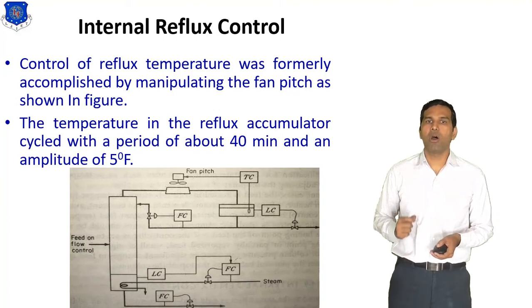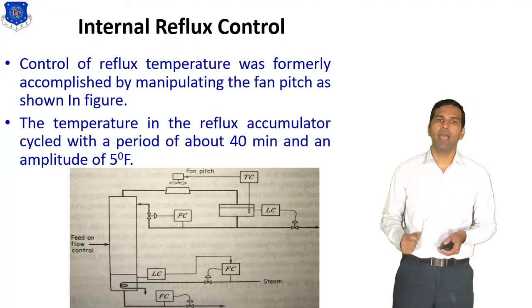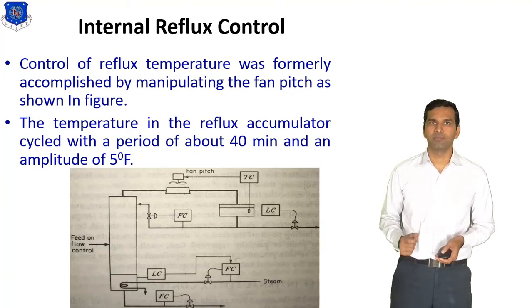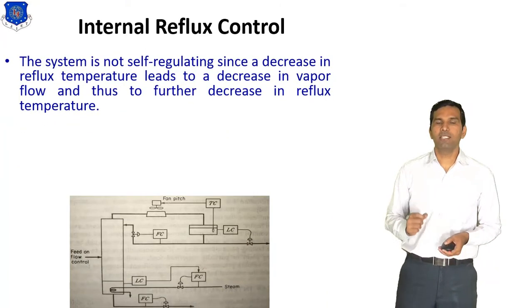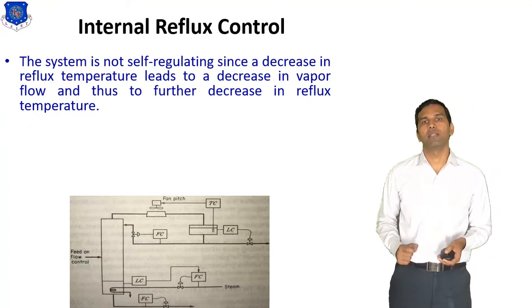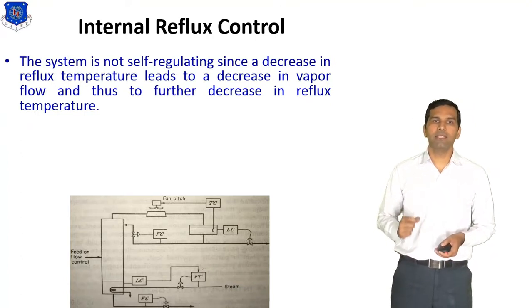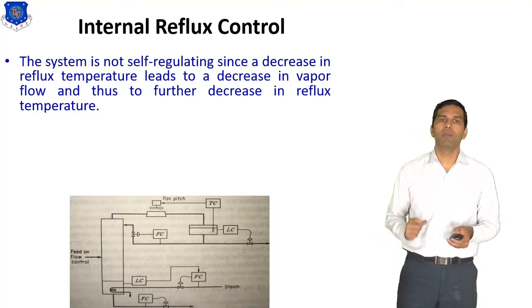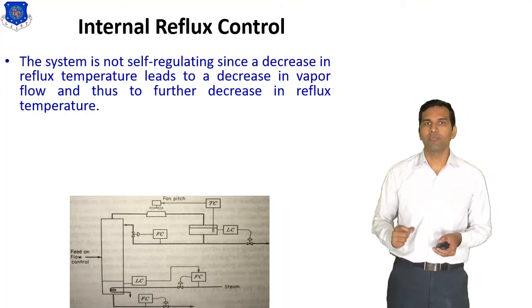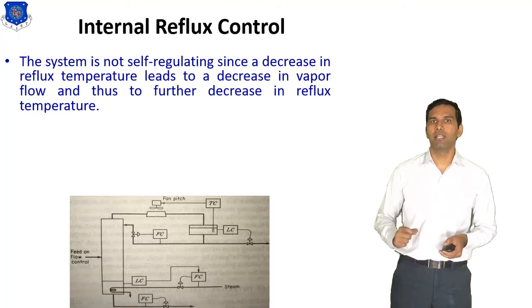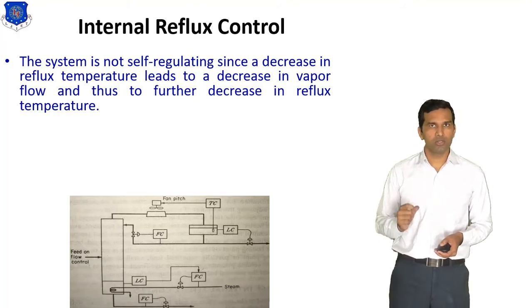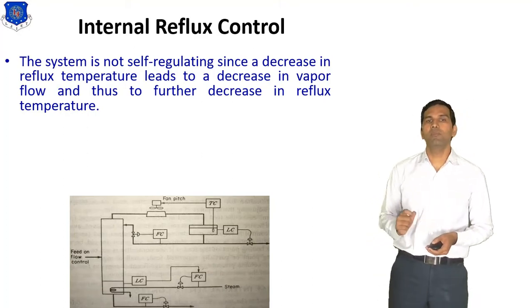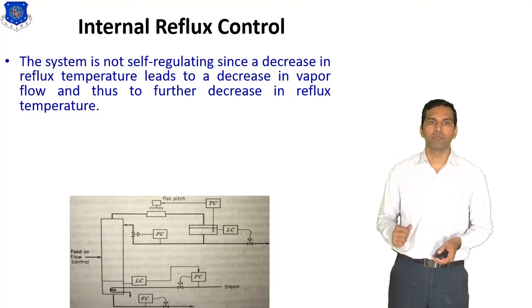cycles with a period of about 40 minutes and an amplitude of 5 degrees Fahrenheit. The system is not self-regulating, since a decrease in the reflux temperature leads to a decrease in vapor flow and thus a further decrease in the reflux temperature. So this is the drawback of this particular method. Here the system is not self-regulating.